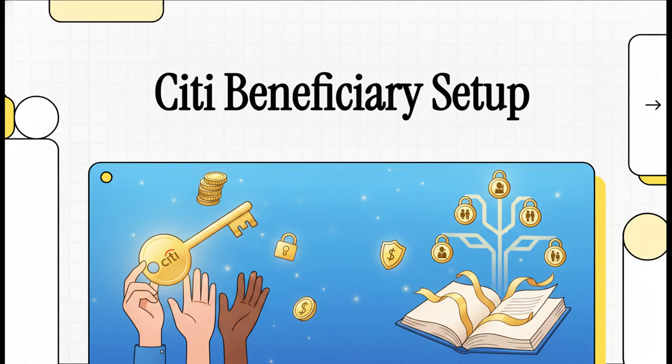Today's explainer is all about taking absolute, total control of your financial legacy. We are going to master Citibank's account management system, and specifically, we're looking at the exact step-by-step process of adding a beneficiary to your accounts. This isn't just boring administrative paperwork. This is literally how you protect the wealth you've worked so incredibly hard to build.